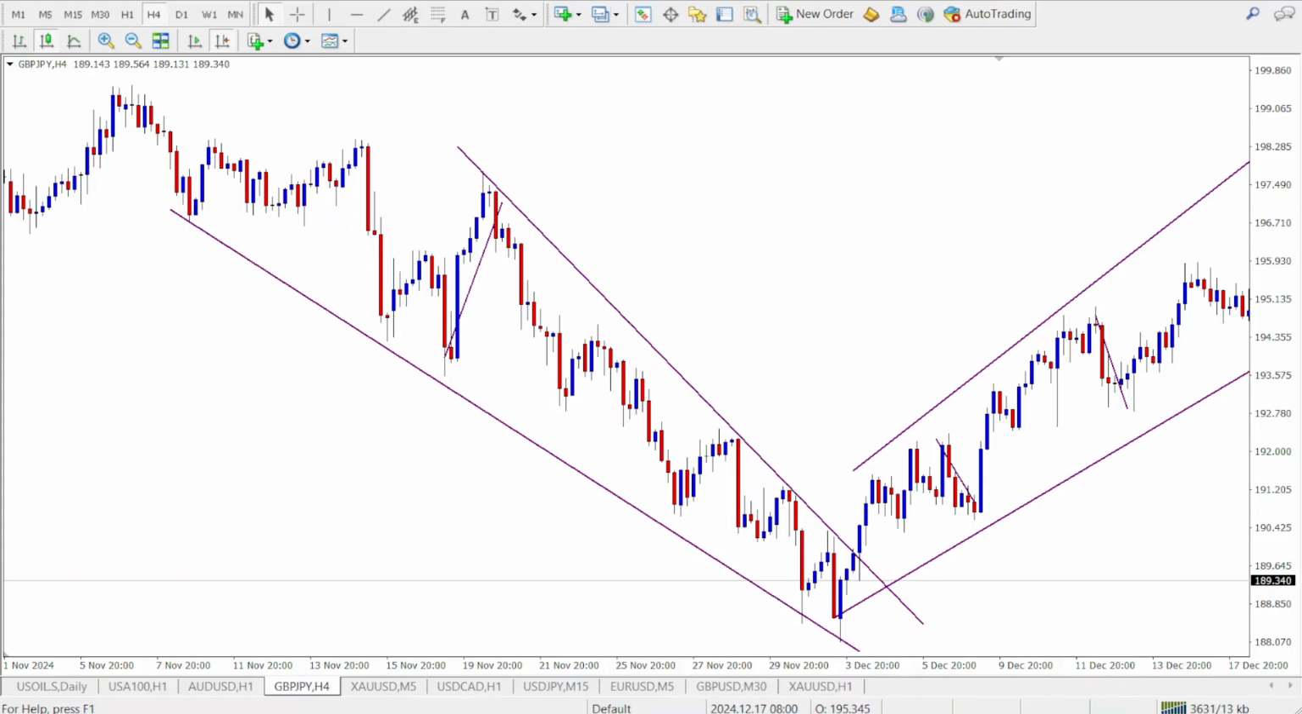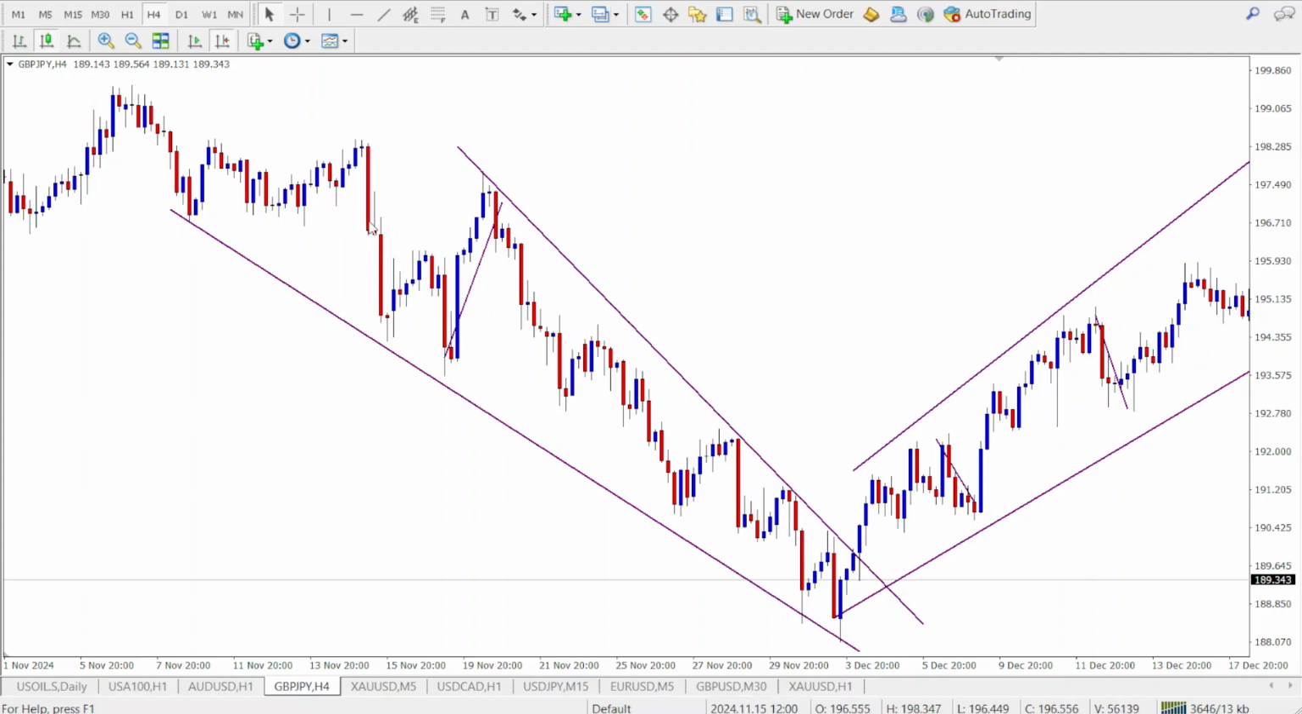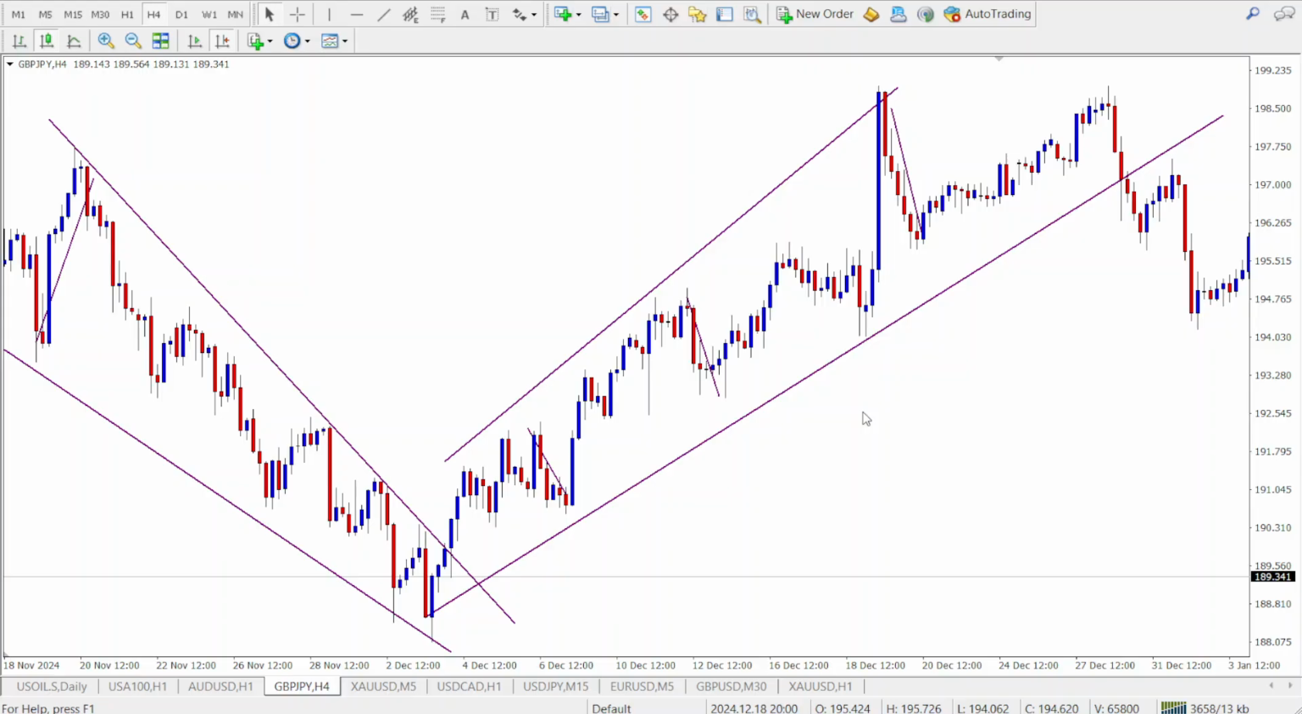So some key characteristics of a pullback are that it happens within a strong trend. Price is making higher highs and higher lows, that's for an uptrend, or making lower highs and lower lows, that is for a downtrend. Another characteristic is that it's temporary. It is not a trend reversal, it's just a short retracement. And then it usually stops at key technical levels. Pullbacks usually stop around support or resistance, or moving averages or Fibonacci retracement levels.